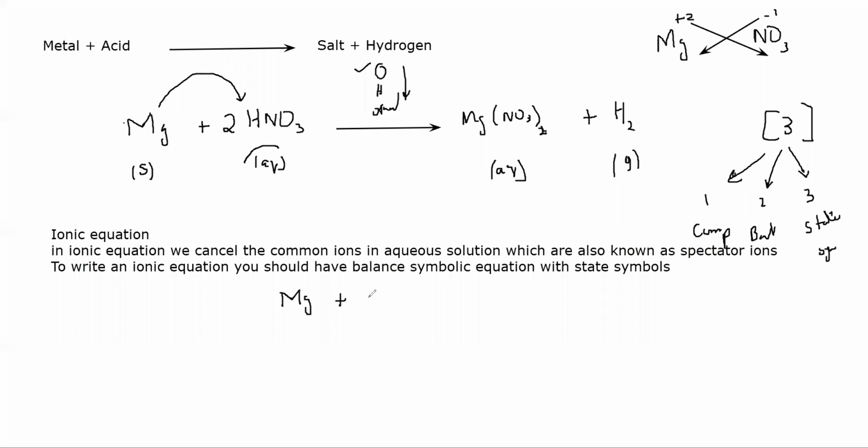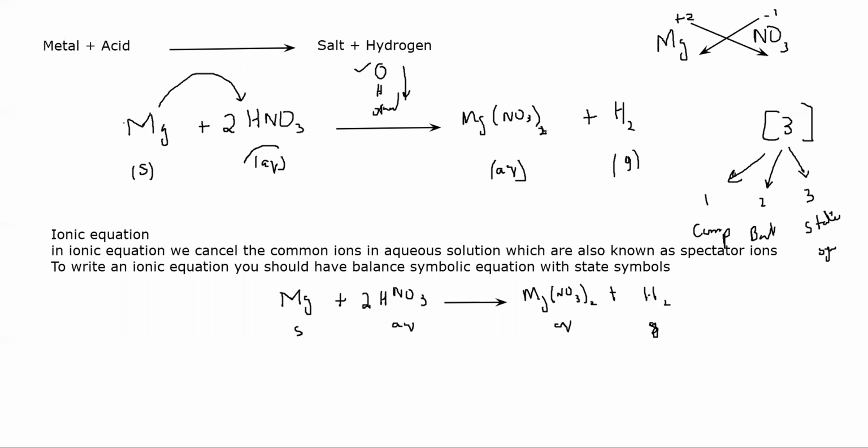So I'm using this previous example as we already balanced it. So magnesium plus nitric acid giving magnesium nitrate plus hydrogen. And the state symbols were: this was solid, aqueous, aqueous, gas.